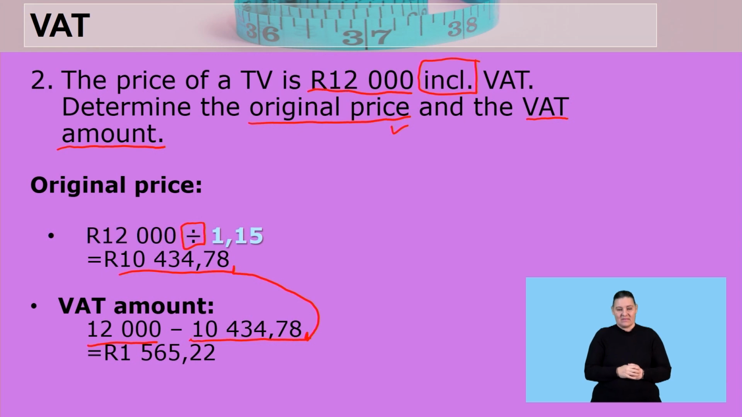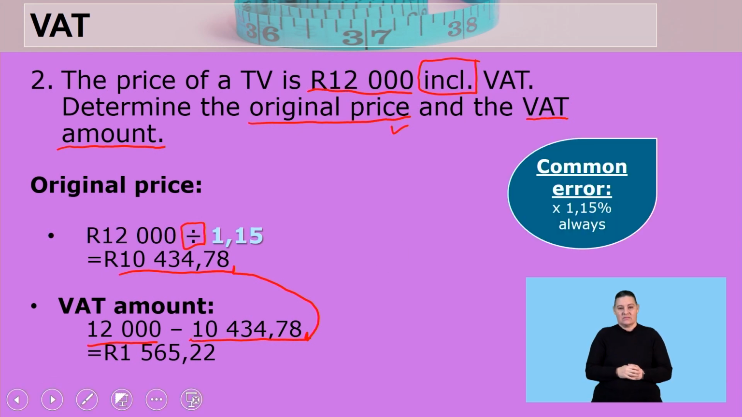All right, let's do a sum. Oh, common error when you multiply by 1,5 here. Again, please, you've got to be careful with these things. It's either we times by 1,15 or we divide by 1,15. Be careful.